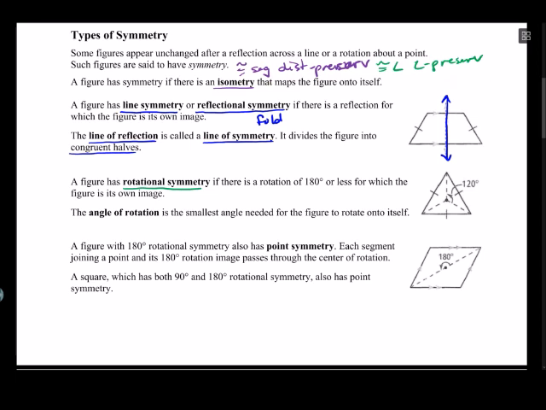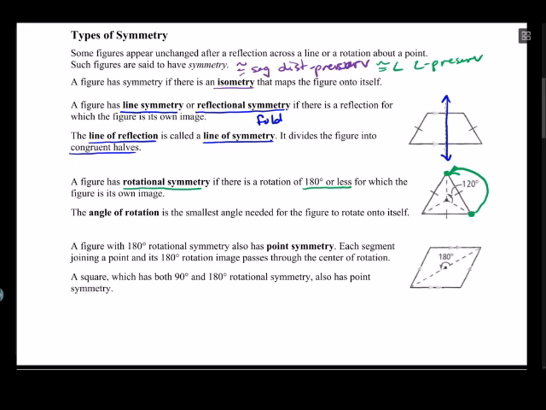Rotational symmetry is if there is a rotation of 180 degrees or less for which the figure is its own image. So if we look at our triangle here, we can rotate this vertex, and if we spin our triangle around, it's going to land on this vertex here. This will be our image, and it becomes itself again. This rotation is 120 degrees.